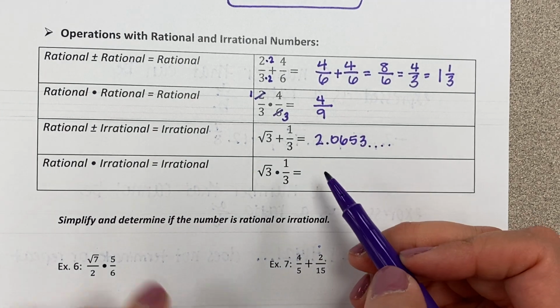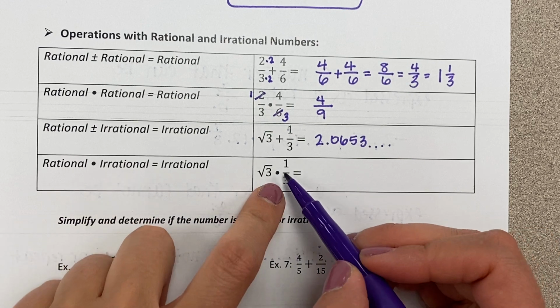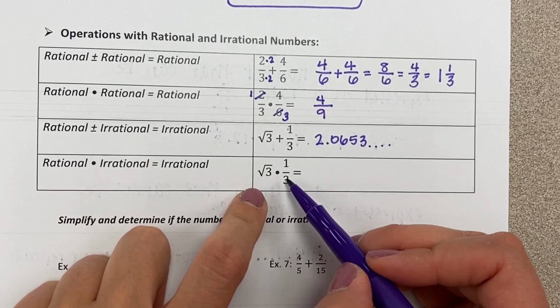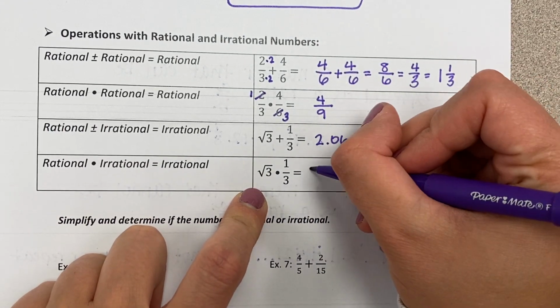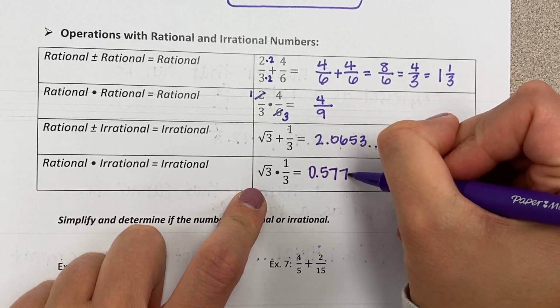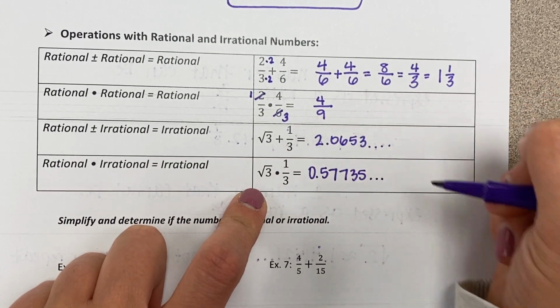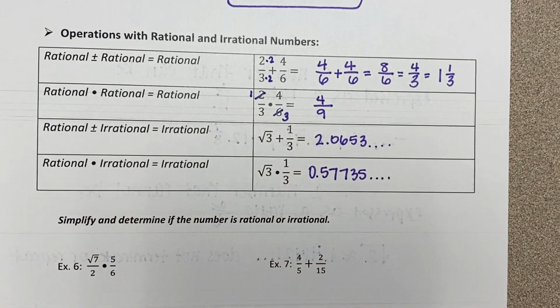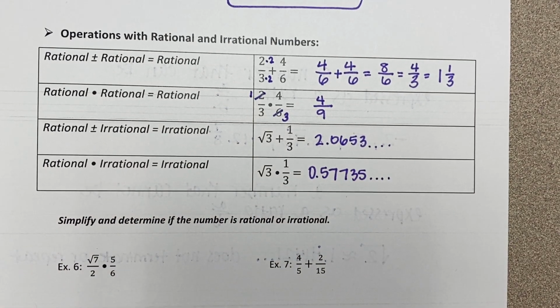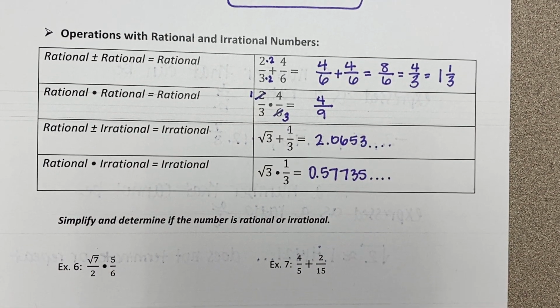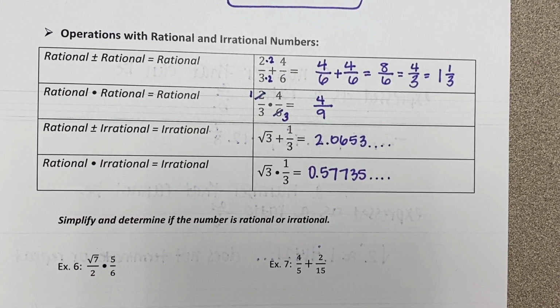And then this last one, a rational times an irrational. Now I'm going to multiply the two, irrational and rational. When you do that, you still get an irrational number, which is what it says it would be. So just some rules to follow to help you figure them out.